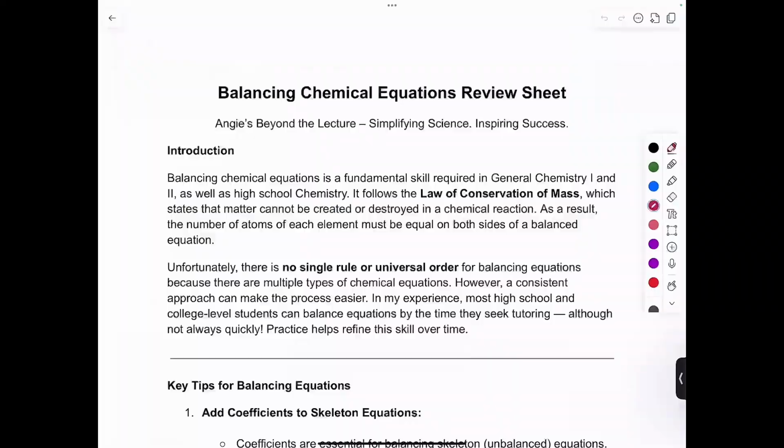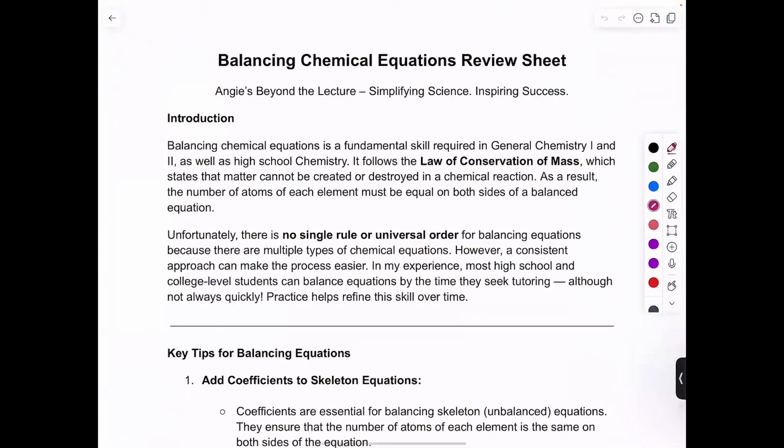And I wanted to add too, I wish there was a universal way of balancing equations, and there isn't, but I do give you some tips on how to work through these in a better way. And hopefully, after practice, you will get faster at these. So, again, thanks for watching. We're going to start with the basics of balancing chemical equations.